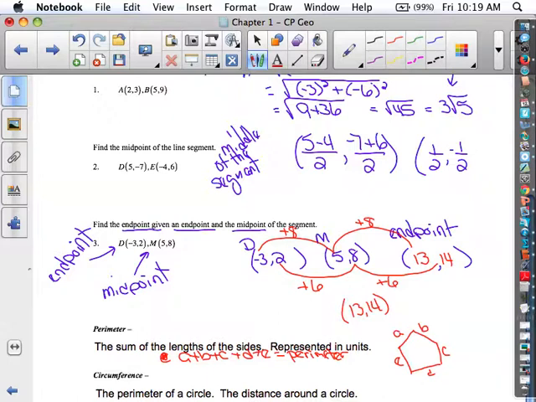The next is the circumference. And the circumference of a circle is just essentially the perimeter of the circle. It is the distance around a circle. So if this is my circle, I'm looking for how far around, how many units it is to go all the way around that circle. The formula is the circumference is equal to 2 pi r, where r is the radius. Okay, so the circumference is 2 pi r, where r is the radius.